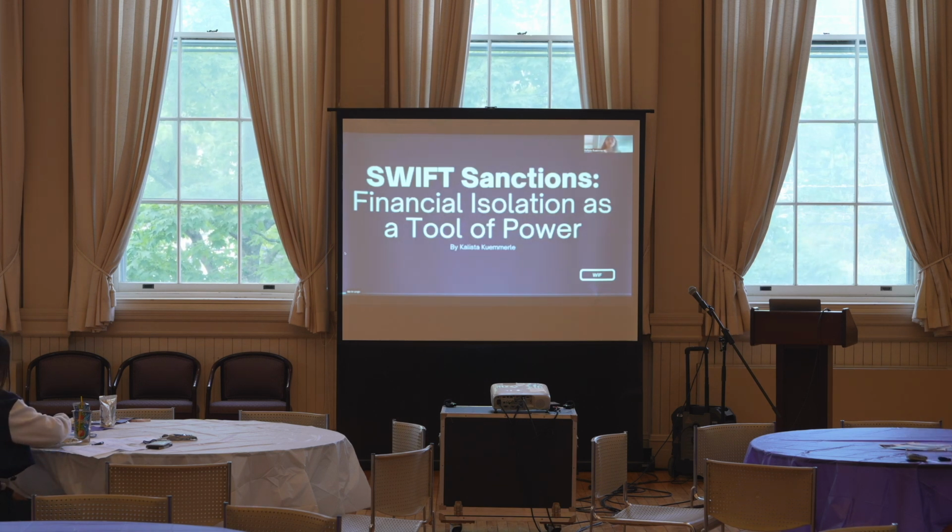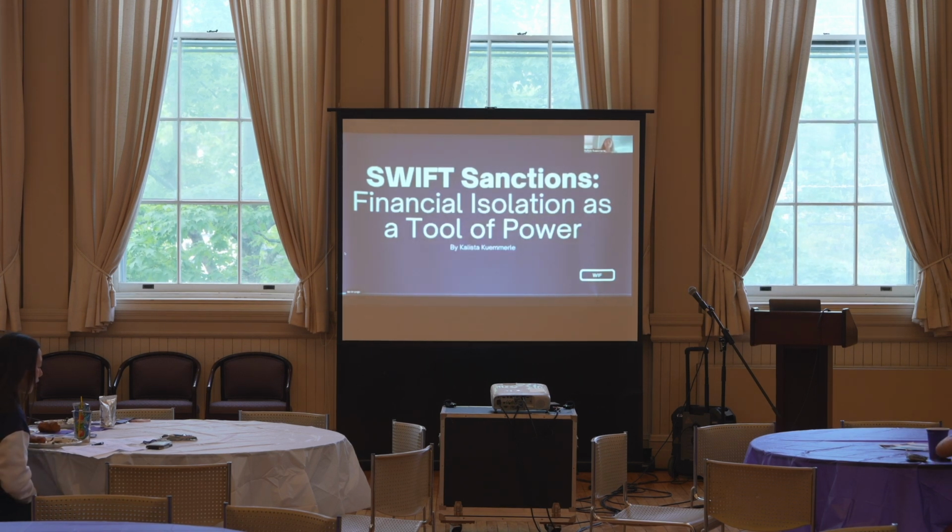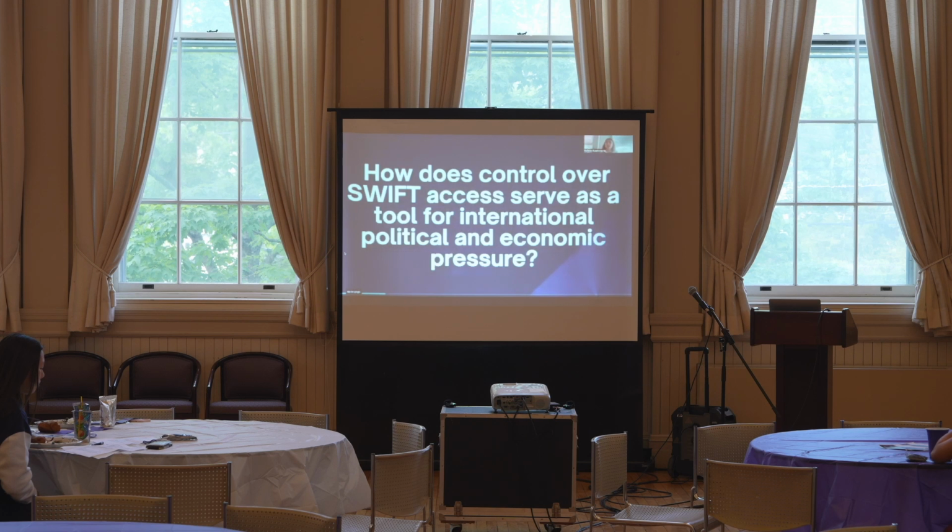This topic is especially relevant today as financial infrastructure becomes just as important as military strength or diplomacy in shaping international affairs. So let's begin with a key question to guide this presentation, and that is, how does control over SWIFT access serve as a tool for international political and economic pressure?